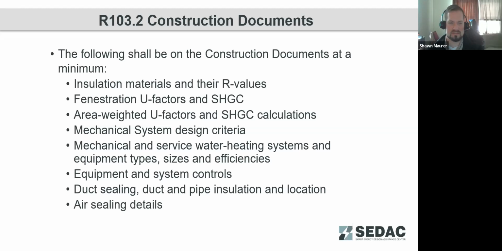equipment types, service water heating systems, sizes and efficiencies of those systems. As those all determine, you know, the type of equipment determines the type of efficiency you'll need to meet for minimum requirements. Equipment and system controls, duct sealing and duct and pipe insulation and locations, and air sealing details.